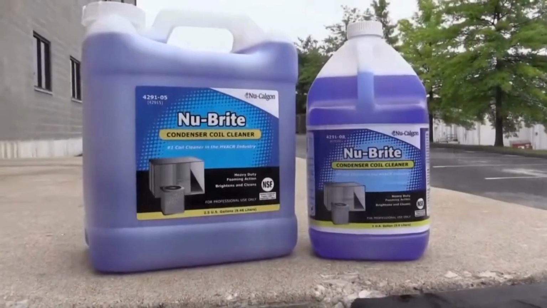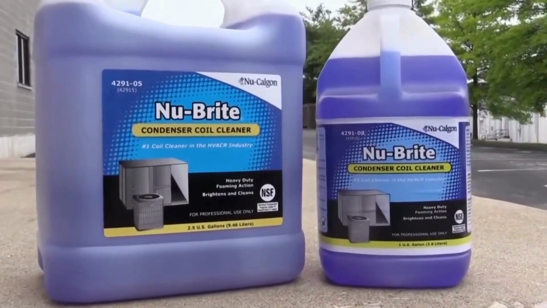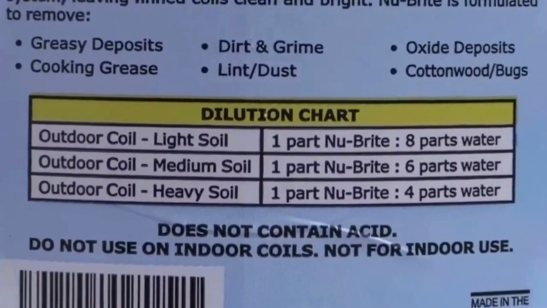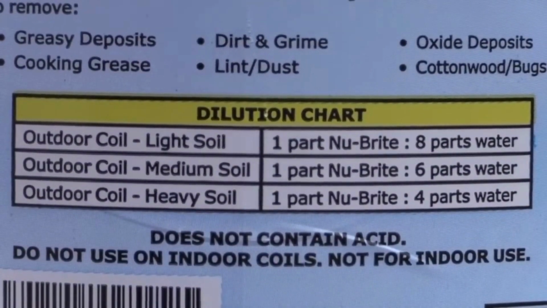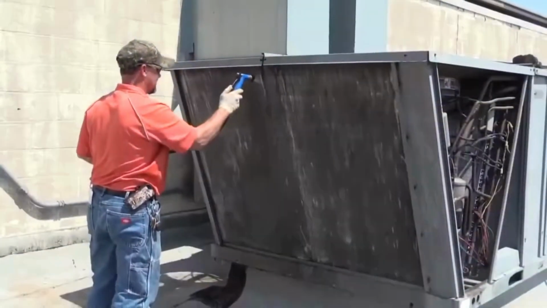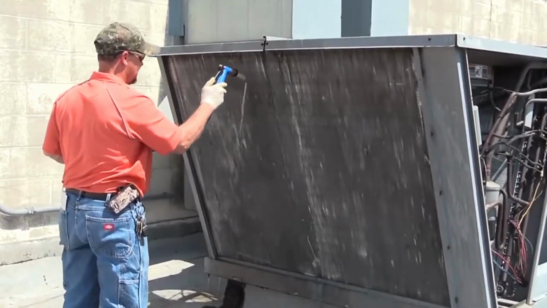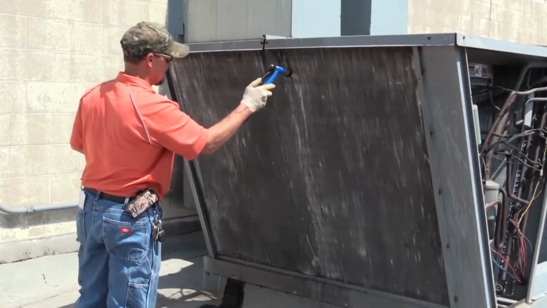New Bright, as well as all other New Calgon coil cleaners, is highly concentrated and chemically designed to be mixed with water across a wide range of dilution ratios to provide the best cleaning available for a variety of soil loads and applications. Once you've pre-rinsed the coil with water to dislodge any potential surface debris, it's time to clean.